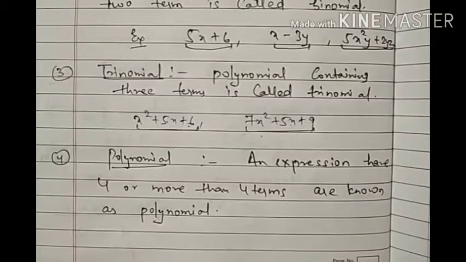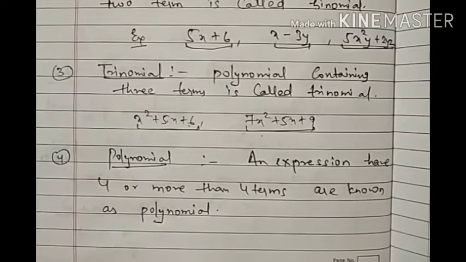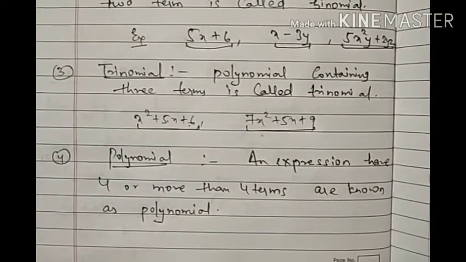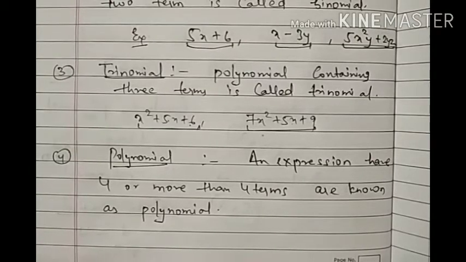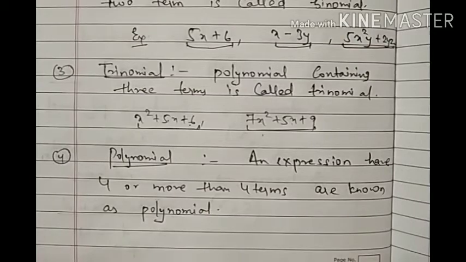So this was your introduction to the polynomial chapter. In the next class we will study zeros of a polynomial, that is values of polynomials, and the geometrical meaning of zeros of a polynomial.